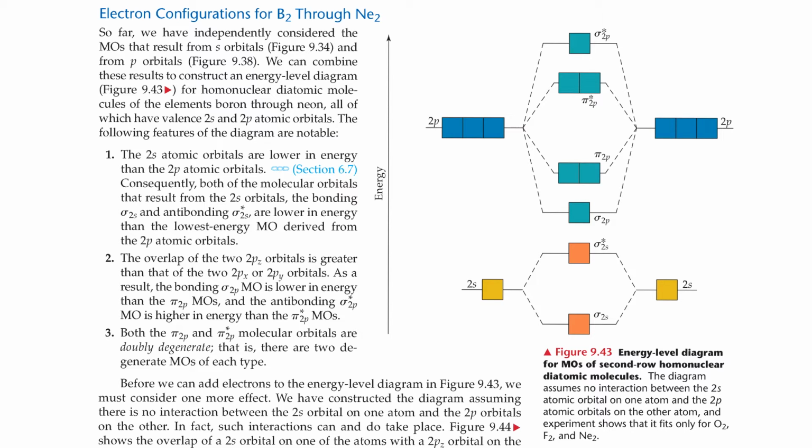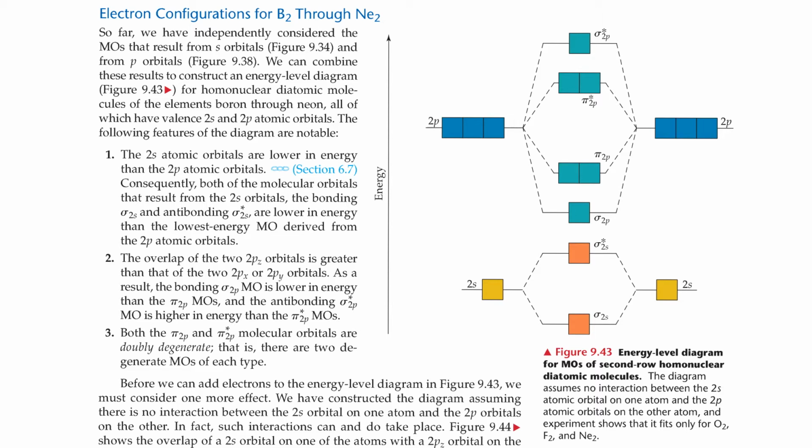Electron configurations for boron through neon. So far, we have independently considered the molecular orbitals that result from s orbitals and from p orbitals. We can combine these results to construct an energy level diagram for homonuclear diatomic molecules of elements boron through neon, all of which have valence 2s and 2p atomic orbitals.